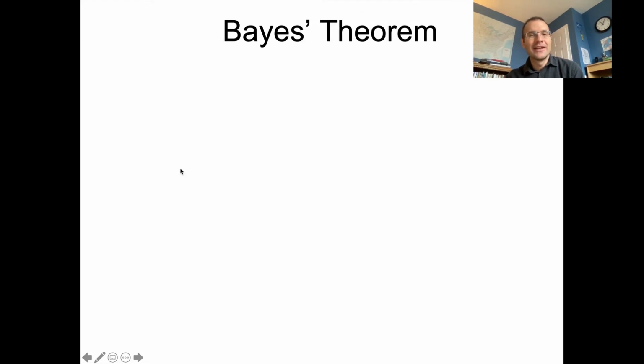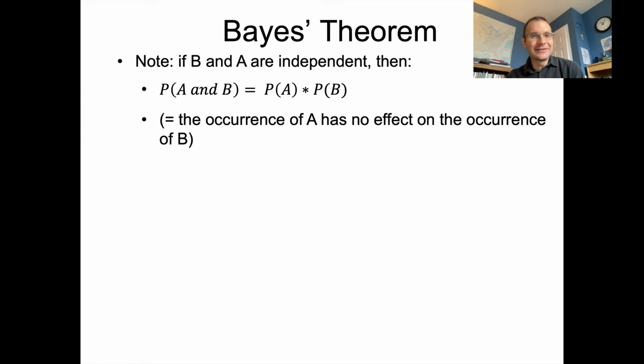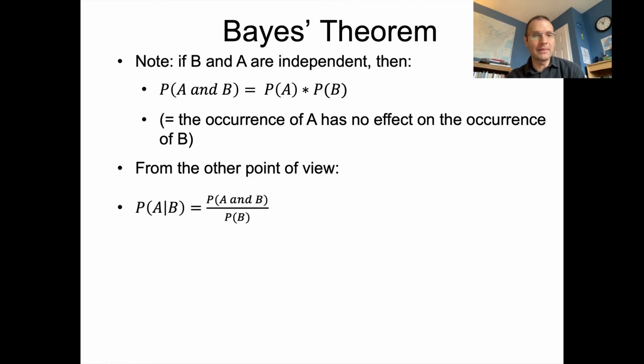This is what I just said, but what the independence scenario implies is basically that the occurrence of A has no effect on the occurrence of B. The conditional or dependent scenario implies that the occurrence of A does have some effect on the occurrence of B, and that's what we're going to try to figure out how to quantify.